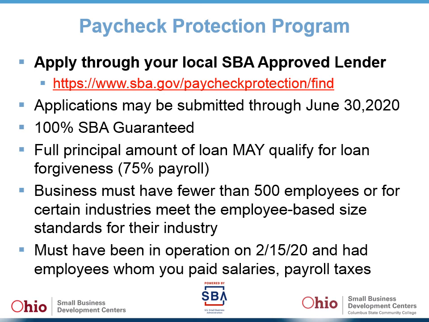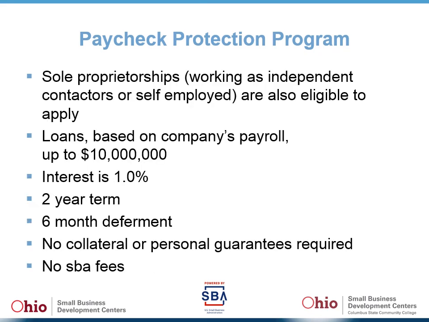75% of the loan must be used for payroll, and 25% of that loan can be used for the rent, mortgage interest, and utilities. Businesses must still qualify as a small business owner, as I explained for the EIDL, and you must have been in operation with employees whom you paid salaries and payroll taxes prior to February 15th. The Paycheck Protection Program is also for sole proprietors. Sole proprietors, independent contractors, and self-employed individuals are also eligible to apply.